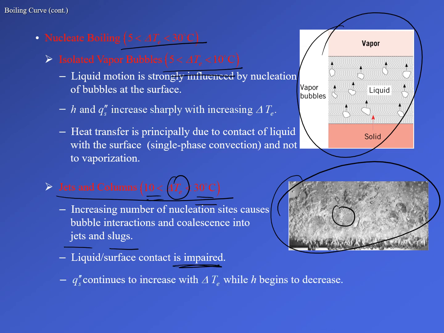There's an impaired surface contact between liquid and surface. Most of the surface is covered with vapor here, and Q_s double prime continues to increase, but the rate of this increase starts to decrease. So h starts to decrease, because the rate at which Q increases is much less than the rate at which delta T increases.